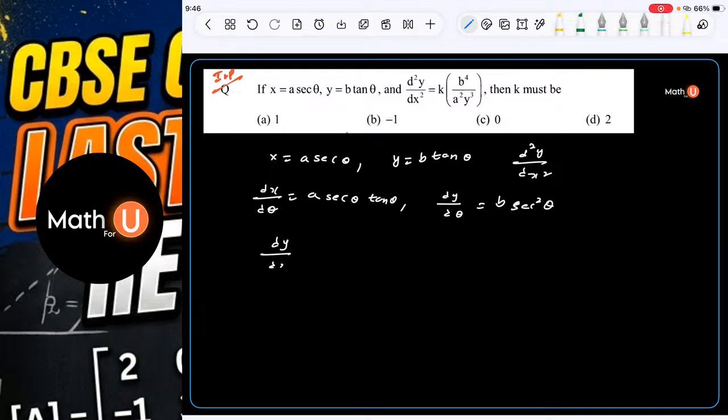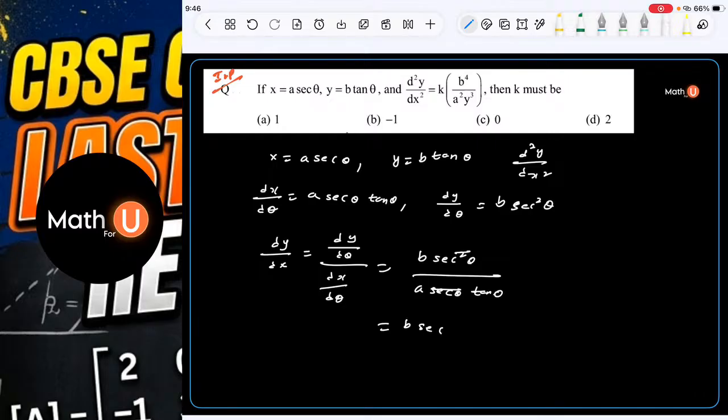Then first find dy by dx. Dy by dx is dy by d theta divided by dx by d theta, that is b secant square theta by a secant theta tan theta. Secant theta cancels, we get b by a secant theta by tan theta, which can be written as cosec theta. This is nothing but dy by dx. Again differentiate this with respect to x, we get d square y by dx square.